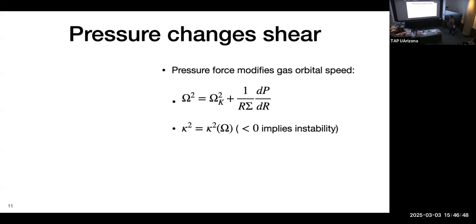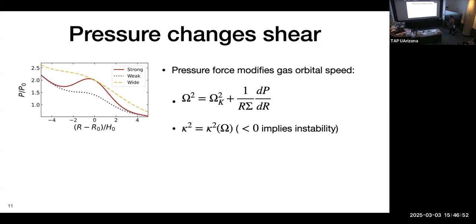Kappa squared is still a function of actual orbital frequency, not the Keplerian. I have here some examples of pressure profiles. You can see that only one of them is trapping dust, right? You need a pressure maximum to trap dust. The other two don't trap dust because they are not maxima.